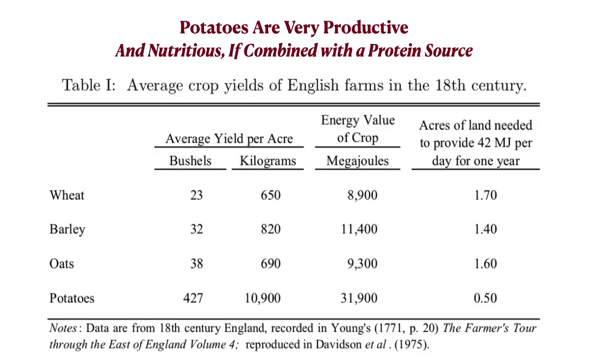You could see here, well, maybe the best way to look at this table, I should say, is in the column on the far right: acres of land needed to provide enough food for one person for 1 year. And you can see the acreage for wheat, 1.7, and then for potatoes, 1/2. So far more productive just in producing mere calories.